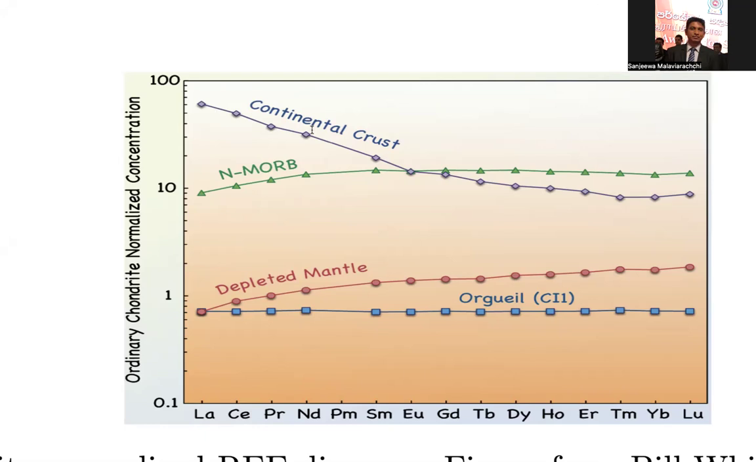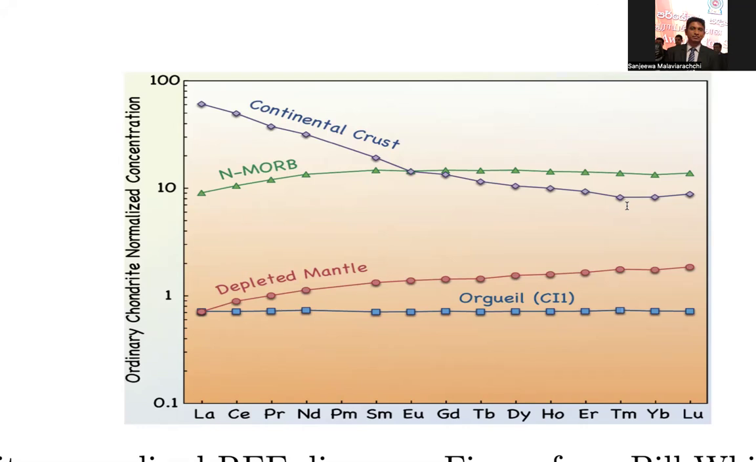And for the heavy rare earth elements, the depleted mantle is very close to 1. Here, MORB is around 10. The continental crust is around 10, even less than 10, 8 times, 7 times, because MORB is around 10, but the continental crust is further depleted. Remember, it's enriched in incompatible elements.